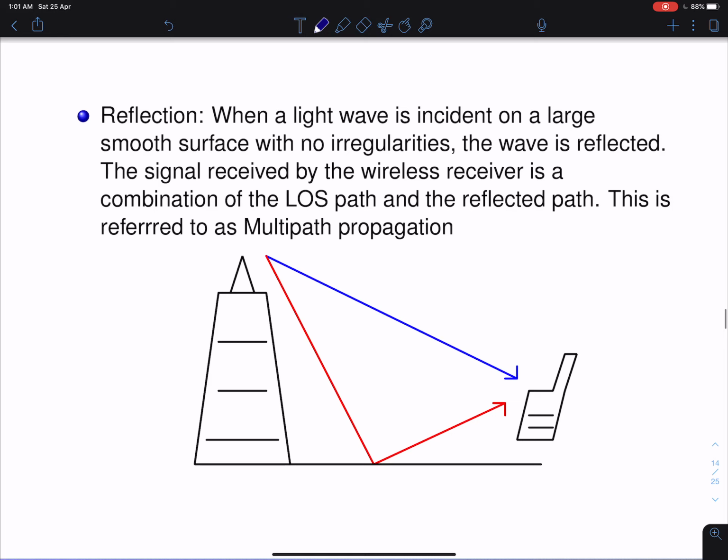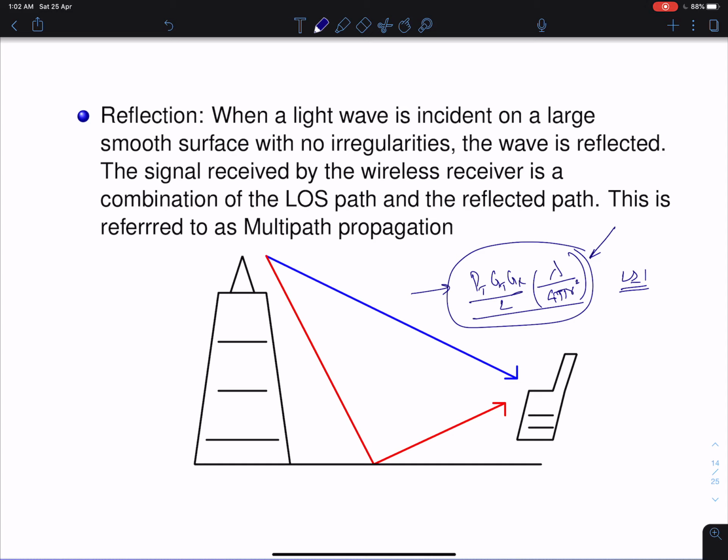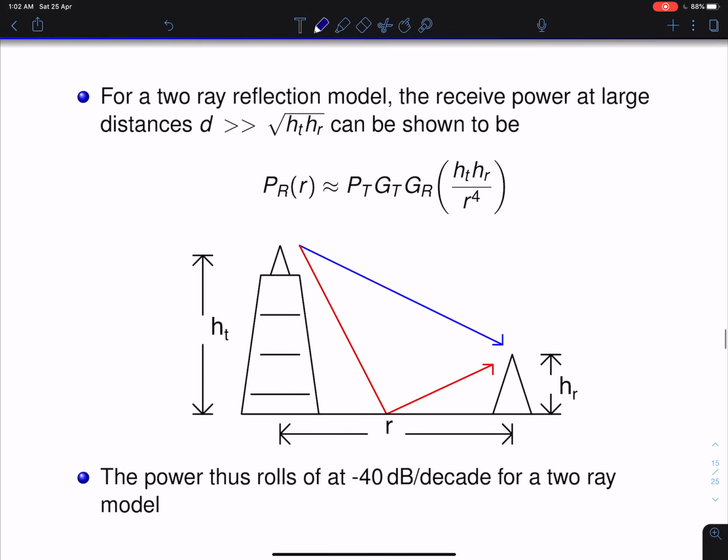So let's say we take a very simple problem. Previously the free space path loss model: Pr = (lambda / 4 pi r)^2 times Pt Gt Gr, divided by L, where L accounts for other losses. L is greater than or equal to 1. Now this is a model which was valid for line of sight communication. But when you have two paths like this, again the derivation is given in your textbook. You don't need to know that. You need to know the final result, which is an interesting result to interpret.